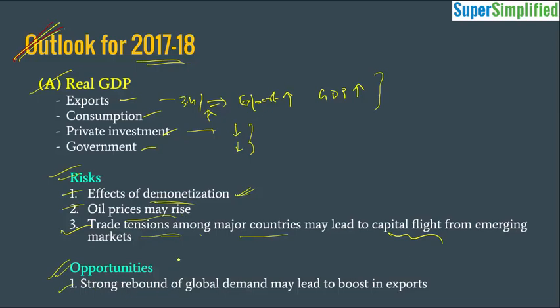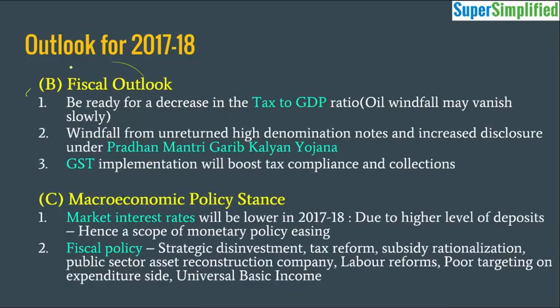There's one strong opportunity here, which talks about the global demand increasing, so our export prospects may increase in the near future, right? So this is the outlook for 2017-18 as per the real GDP growth. Now let's come to the fiscal outlook side of it.